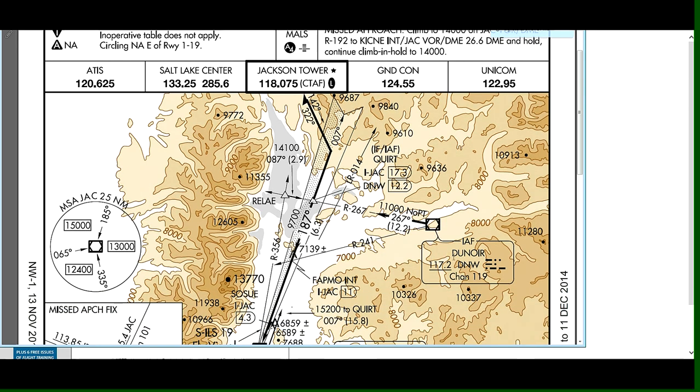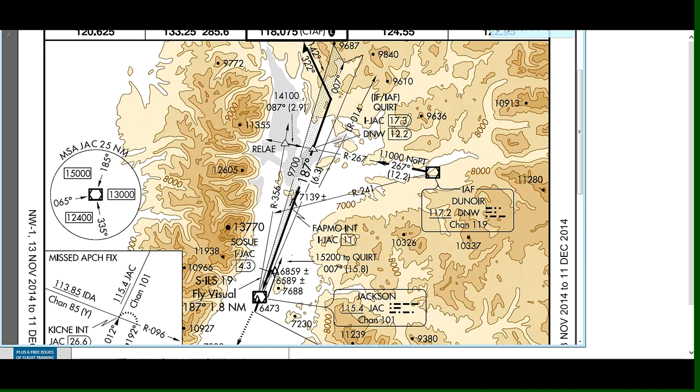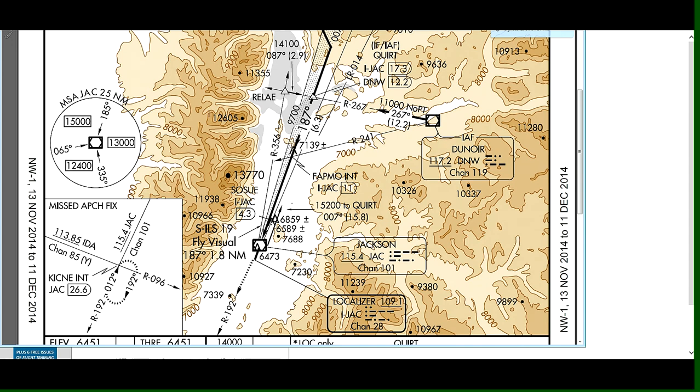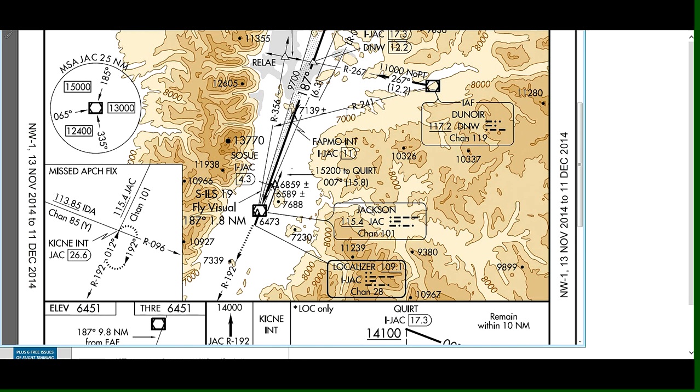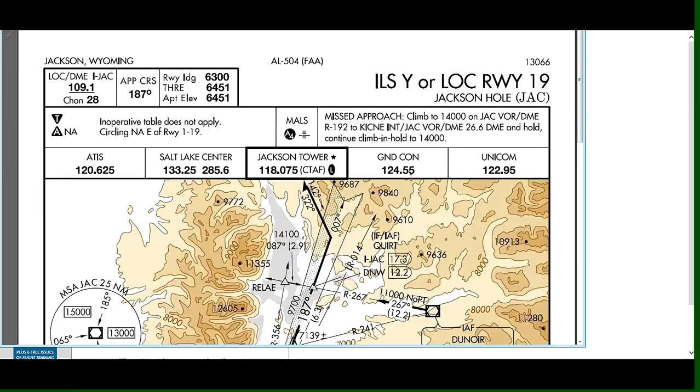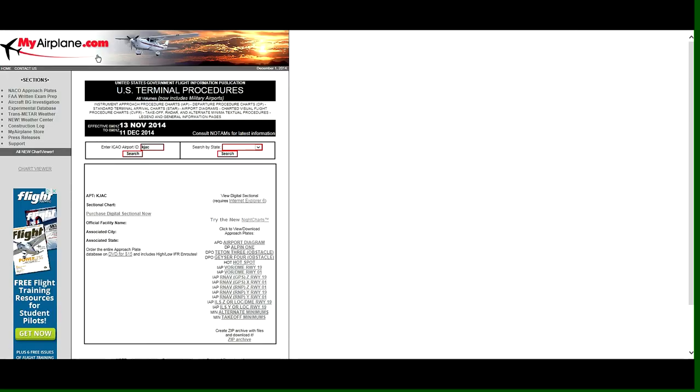Yeah, that's the approach we're going to fly right there. So the initial approach fix is Dunwar, and then we'll be 11,000 feet to Quirt, and then descend to 9,700, intercept the glide slope, and fly the localizer into Jackson Hole. High terrain off to the right-hand side of the approach course to be wary of, and of course lots of high terrain all around, and then the missed approach procedure, etc., etc. So all of that available at this website, which is myairplane.com.